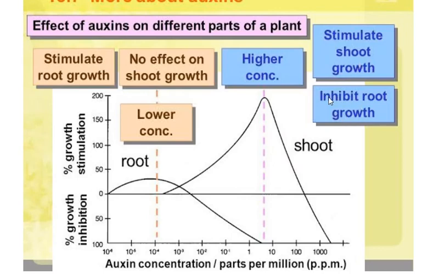And I hope for this video you have already understood how auxin stimulates the positive geotropism of roots and the negative geotropism of shoot, and the effect of auxin concentration on shoot and roots.